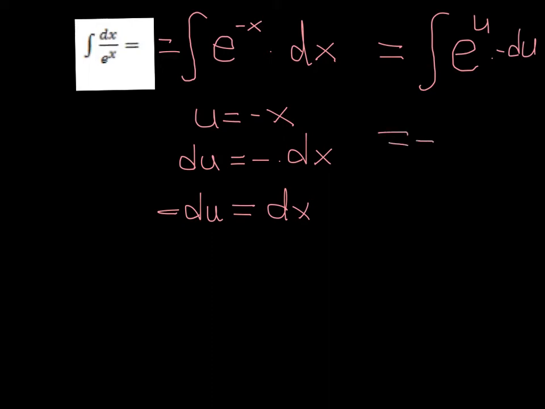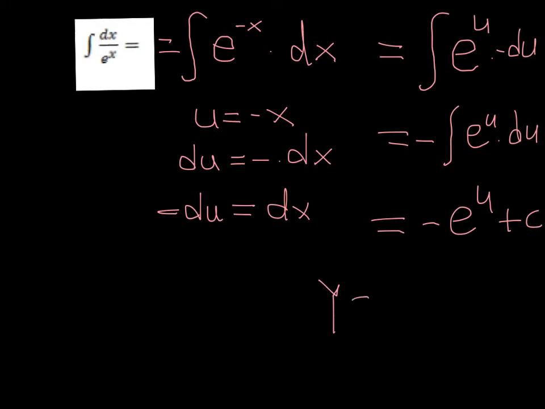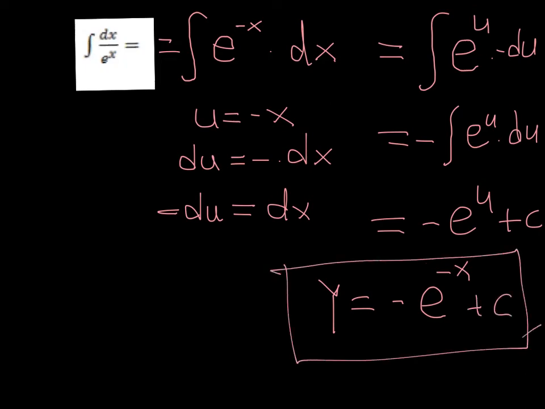So write the constant outside of the integral sign, negative integral of e to the u times du, and using the second formula, the integral of e to the u is e to the u plus c. So my function will be negative e to the u, which is negative x, plus a constant. That is my indefinite integral, or my original function.